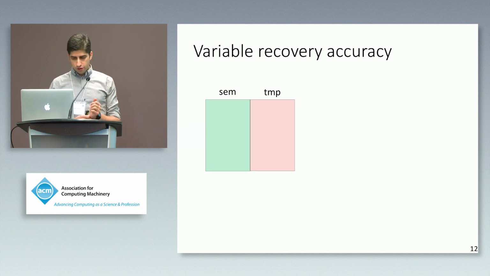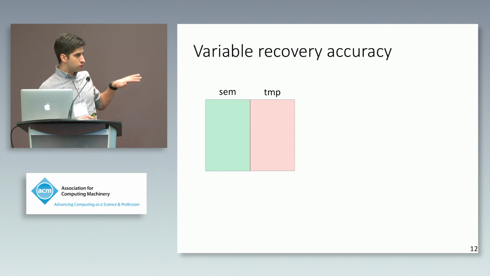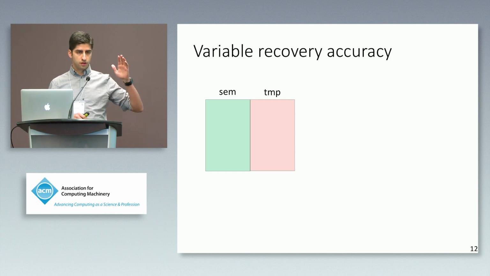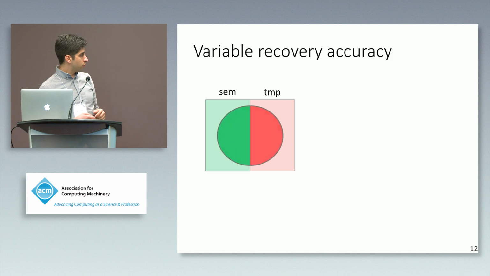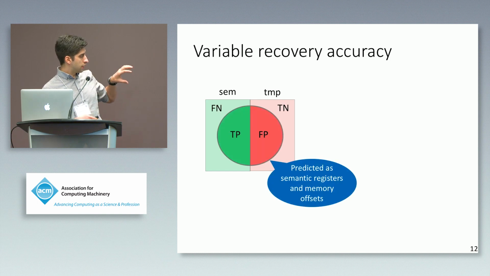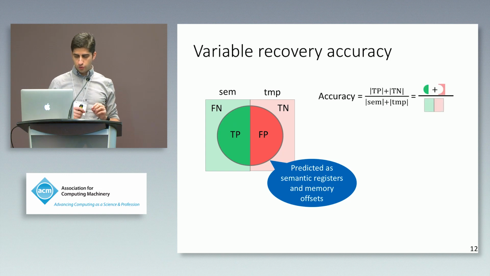Okay, so for the precision of the accuracy of the variable recovery, we have the ground truth where we know exactly which program registers and memory offsets have semantic meaning and which ones are used for temporary computations. And when we run Debin, it would select some of those as semantic. So what we care about here is how many of the semantic things were correctly predicted. So we would take the number of correctly predicted program elements over the total number of program elements.